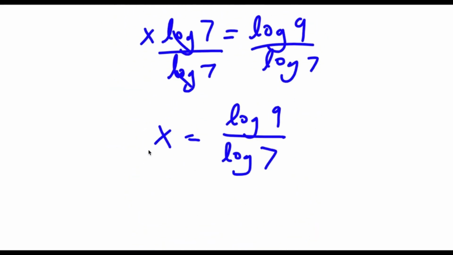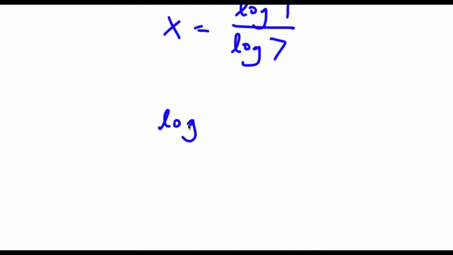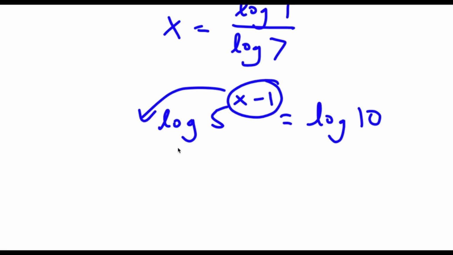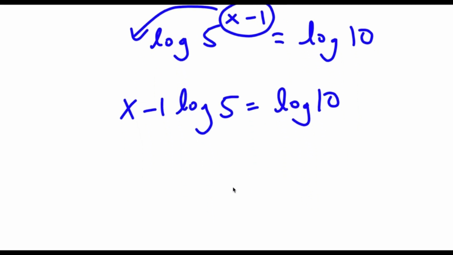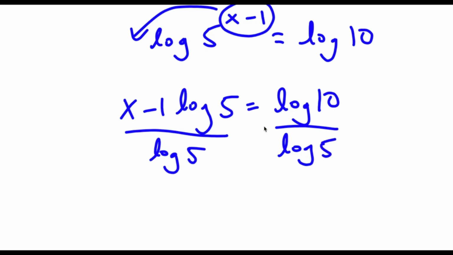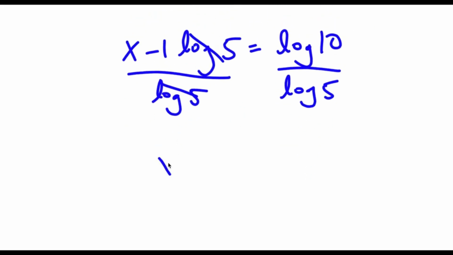So now going back to our original problem, we had log 5 to the power of x minus 1 is equal to log 10. So now I can go ahead and move this exponent x minus 1 to the front. So now I have x minus 1 times log 5 is equal to log 10. Now I'm going to go ahead and divide both sides by log 5. So then these two cancel out, and I'll be left with x minus 1 is equal to log 10 over log 5.